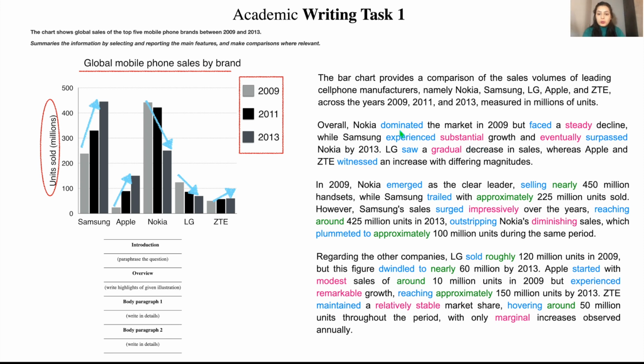The blue colored words are showing the action verbs, the verbs that you can use in task 1. And the dark colored words are showing adjectives and adverbs. For example, if I say steady decline, here steady is an adjective. Substantial is also an adjective, and eventually is an adverb.